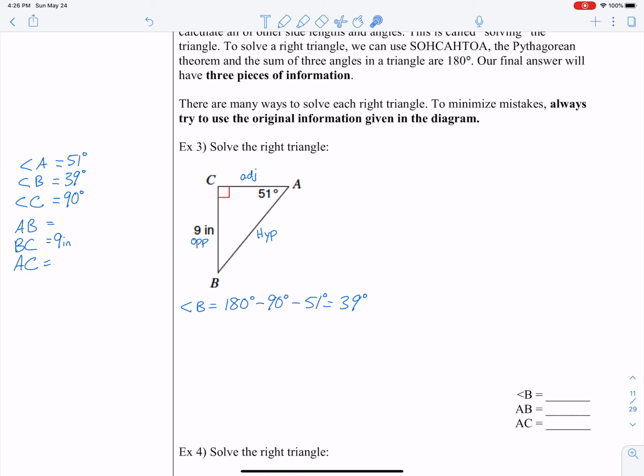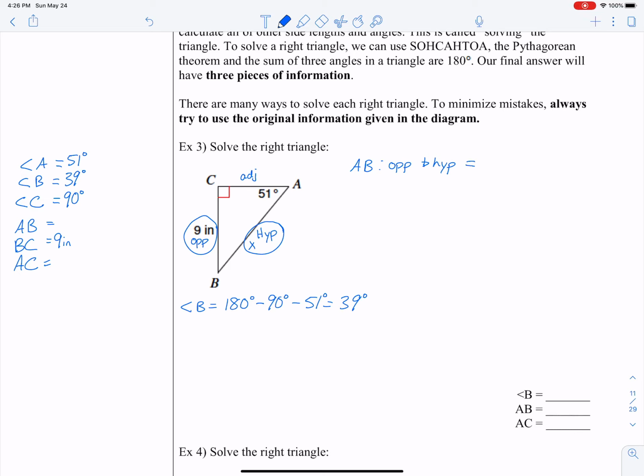The next thing that I want to find out is what AB is going to be. So I'm going to circle what I know. I know this piece of information, and this is what I'm looking for, so I'll consider this to be my x right now, so I'll circle this one. Then I'm going to do AB. The two things I have circled are opposite and hypotenuse.